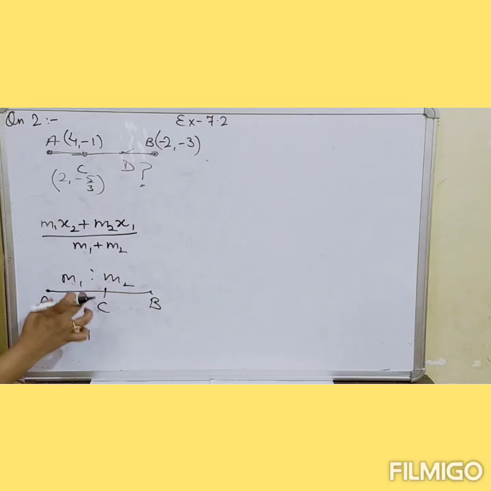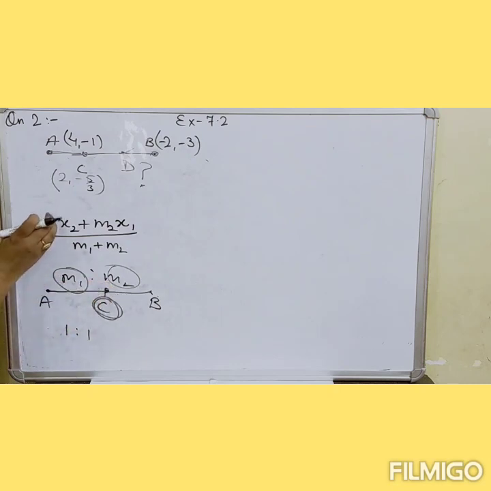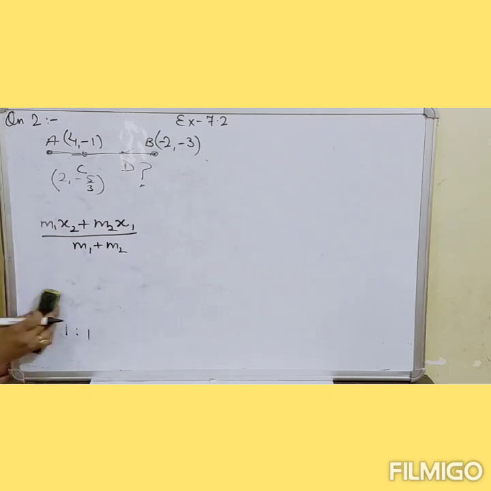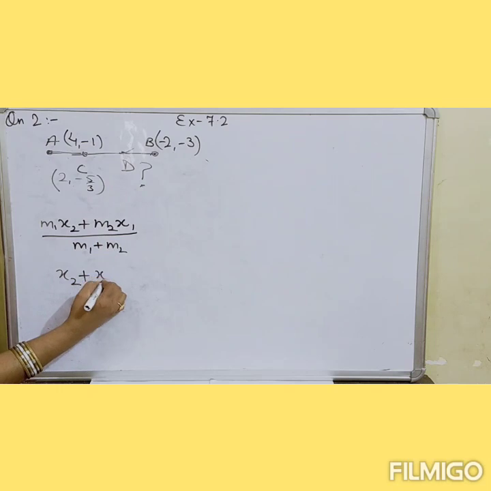If AC and BC are equal, we can say that C is the midpoint of line AB. Because C is the midpoint of AB, AC equals BC. That is why the ratio is 1 is to 1. If we have the ratio as 1 is to 1, the value of m1 is 1 and the value of m2 is 1. If I put these values of m1 and m2 in this section formula, let us see what we get. 1 into x2, that means x2. 1 into x1, that means x1. 1 plus 1, that means divided by 2.